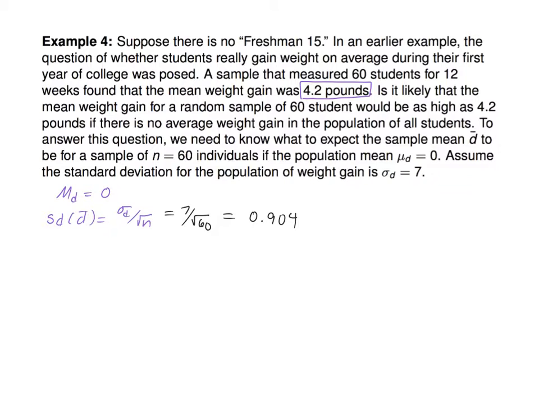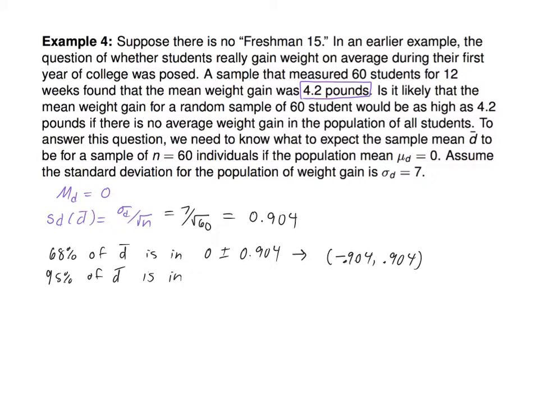Okay, so what that means is that 68% of D bar is in 0 plus or minus 0.904, right? What is that as an interval? Negative 0.904 to 0.904, exactly. And the negative 0.904 means that freshmen might actually lose some weight, as opposed to only gain. 95% of D bar is in 0 plus or minus how many 0.904s? 2. Which is negative 1.808 to 1.808.